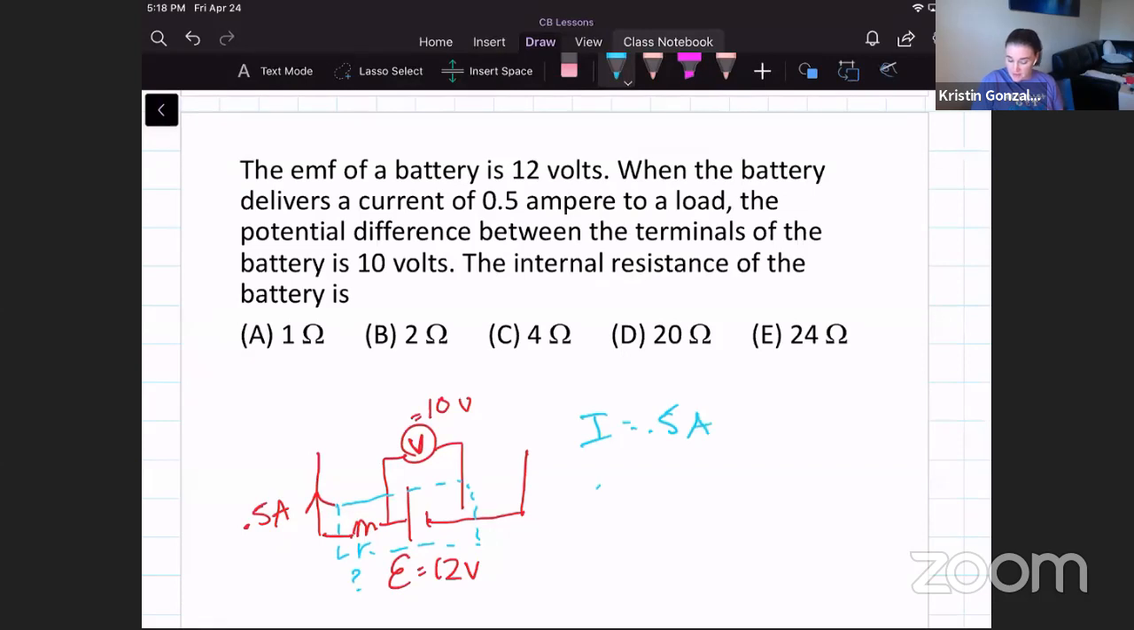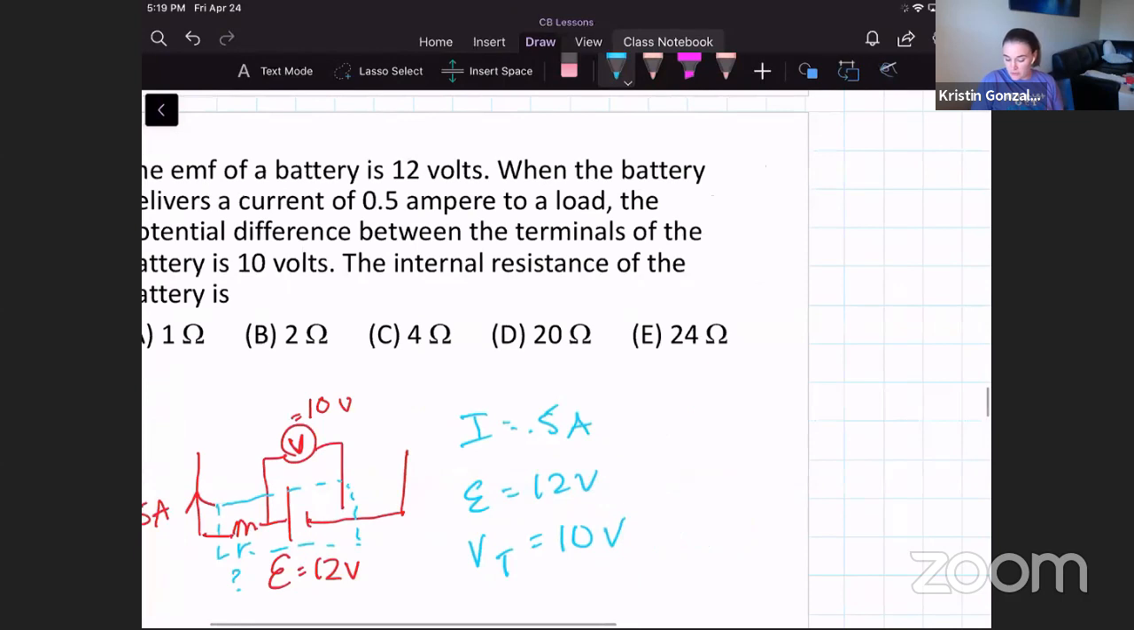I know that the EMF of the battery is 12 volts, and I know that the terminal voltage, the potential difference across the battery when it's in the circuit, is equal to 10 volts. And so if we want to know what the internal resistance is, we go back to what we were saying before. The terminal voltage is equal to the EMF of the battery minus that voltage drop of that internal resistance, which is equal to I times little r. Still using Ohm's law right here. So this is the voltage drop across that little resistor.